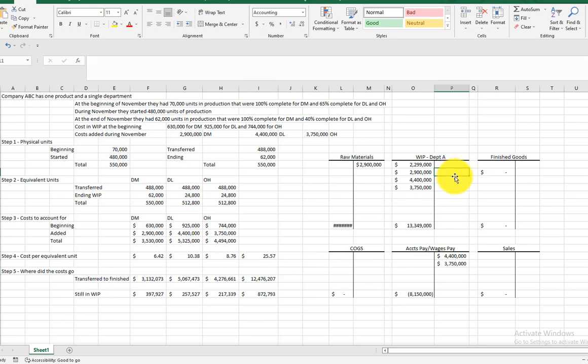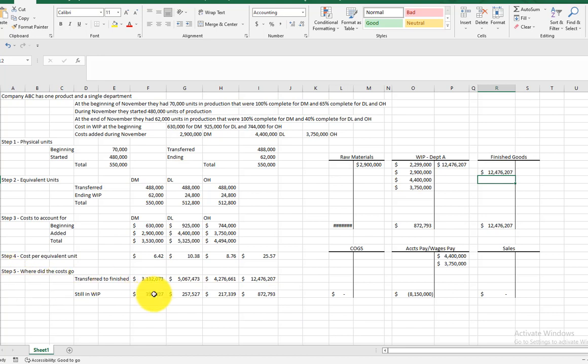Okay, that's going to be the transfer to finished goods. Credit work in process, Department A, debit finished goods. This is your ending amount of the T accounts. Here are your debits when we added the cost. Here's our transfer cost, $872,793.